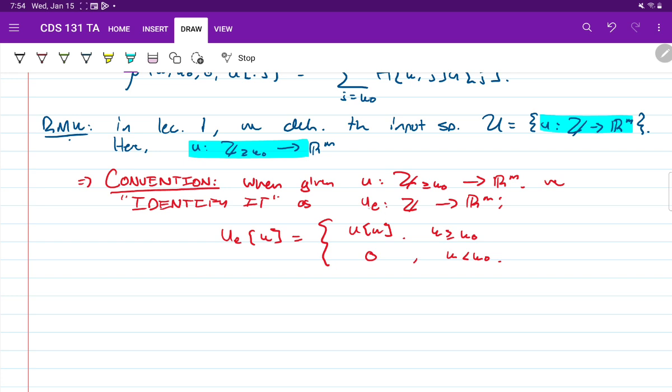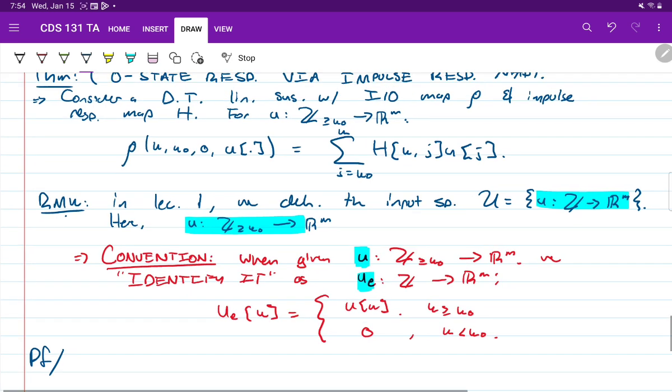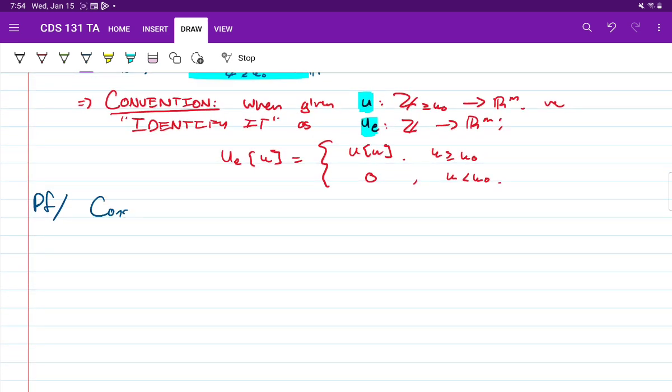So I just want to stress, I'm not going to write out U extended. I'm going to automatically identify this signal U and U extended. So if I give you a signal U defined on Z greater than or equal to K naught, and then I start manipulating it as if it's a signal on Z, you could assume that I've extended it in this manner. Okay, fantastic. So with that said, I want to quickly discuss the proof of this. The proof of this result turns out to be a simple consequence of the representation lemma, which we discussed above, which says we could write any signal as the sum of these unit impulse functions, and it's a consequence of linearity.